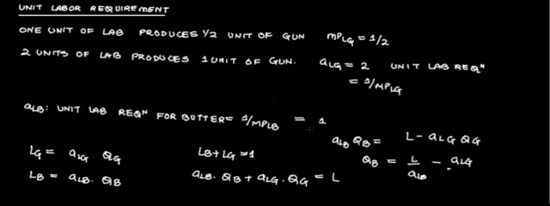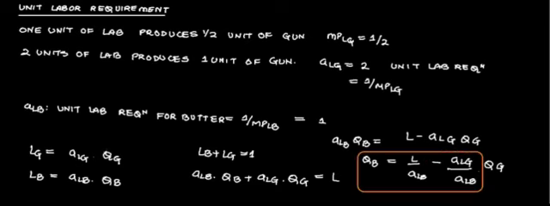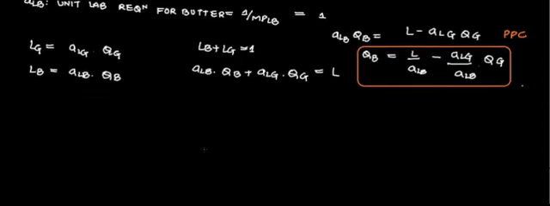So writing everything in terms of QB, which is on the vertical axis here, you get QB equals L upon ALB minus ALG upon ALB times QG. This ratio, minus ALG upon ALB, is basically the rate of trade-off or the opportunity cost between guns and butter. So what does this show? It shows that this entire expression, QB equals L upon ALB minus ALG upon ALB times QG, is the production possibility curve.